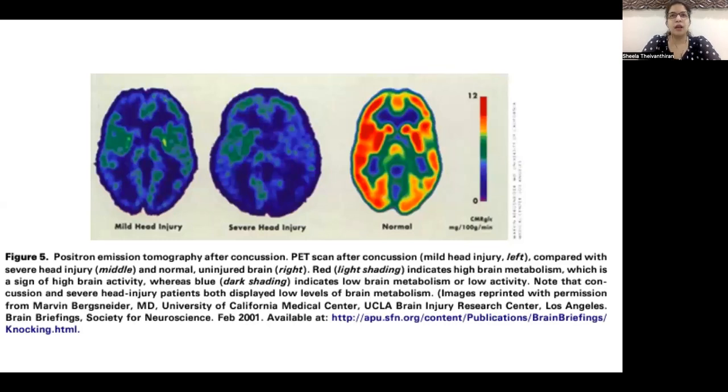Is the patient for real? Is he serious? That kind of thing comes into our mind. Okay. So if you do a PET scan, we know a PET scan looks at brain metabolism.